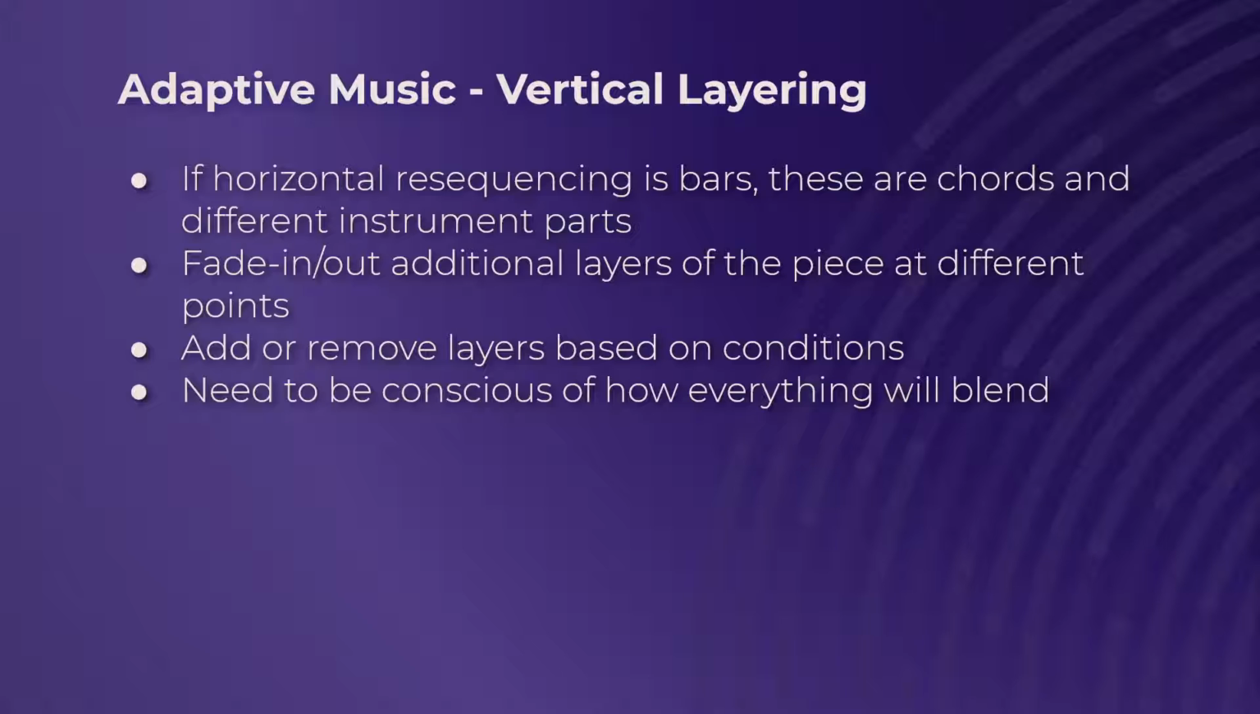So that leaves vertical layering. So if horizontal resequencing is the bars or the different sections of a song, then vertical layering would be the different chords, so like all the notes on top of each other in the same time, or the different instrument parts that are playing along at the same time. So each of them are in the same bar, but they're playing two very different things.